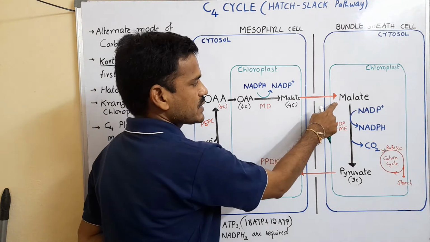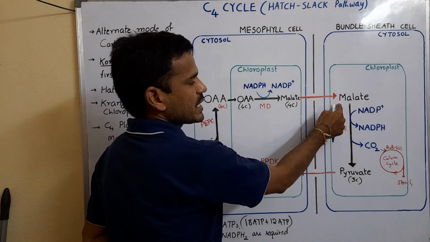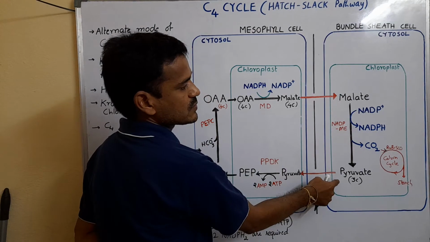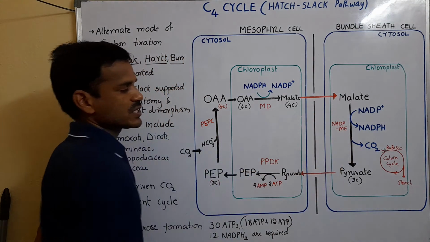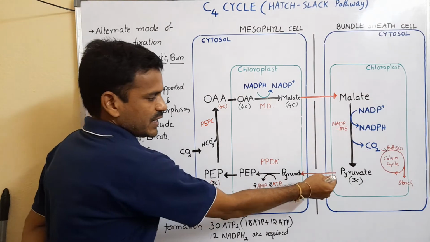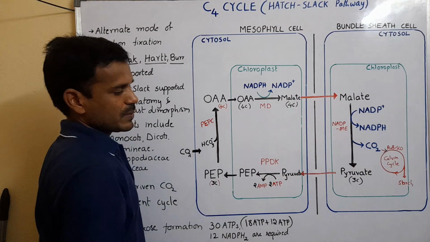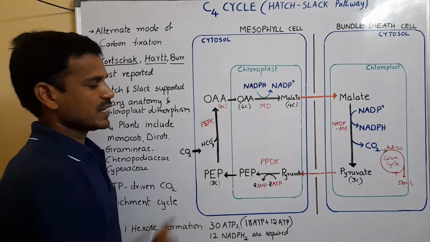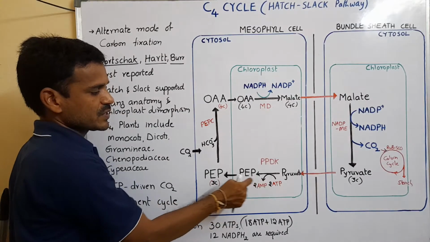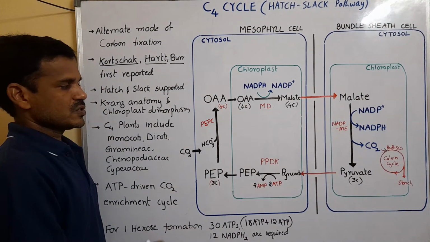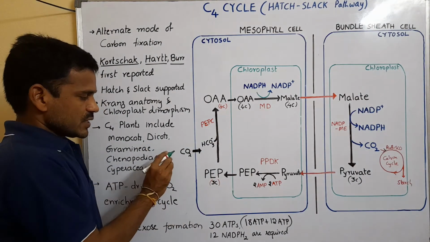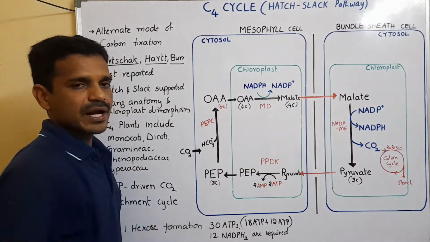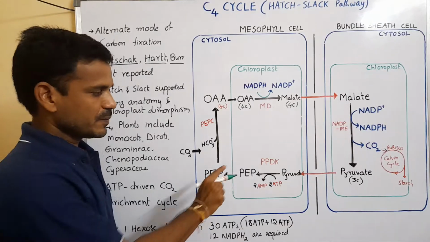And malate enters the bundle sheath cell. Next, malate is converted into pyruvic acid. So here decarboxylation and dehydrogenation are taking place. Next, pyruvate enters the mesophyll cell from the bundle sheath cell. Again phosphorylation takes place, or pyruvate is phosphorylated by consuming 2 ATPs. So now it enters the cytoplasm. So in a cyclic manner it is taking place. For every CO2 fixation, 2 ATPs are additionally consumed.